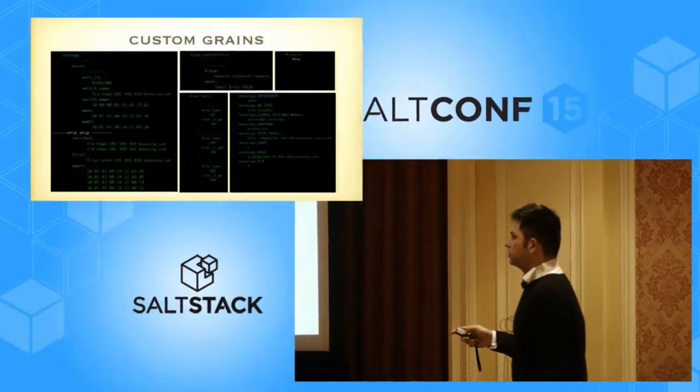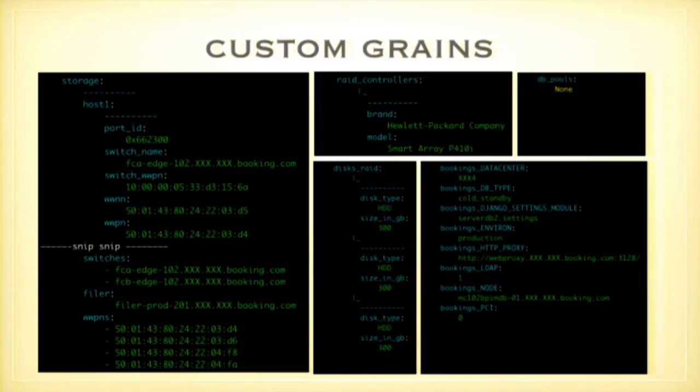So here are some examples of my custom grains. Here you can see this grain is called storage. Essentially this is one of the HBA cards. It tells you which switch it is connected to. Here's another grain which says all the switches this guy is connected to, all the filers this guy is connected to, WWPN if you know SAN, this is the identifier. It's sort of like a MAC address for HBA adapters. RAID controllers, this is disk info, and these are some Booking-specific grains which you can use. So essentially, you can put any sort of data in grains, and you can query it using salt -G, and you can do really cool stuff with it.